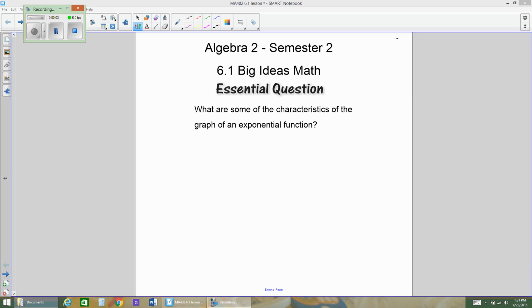Hey guys, this is Algebra 2, Semester 2. This is Chapter 6, Section 1 from the Big Ideas Math text. And today what we're doing is going to explore some characteristics of the graph of an exponential function.